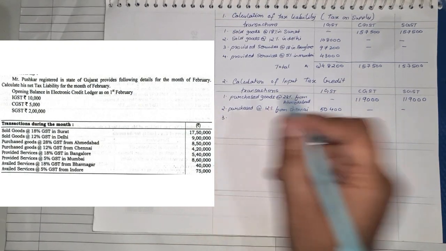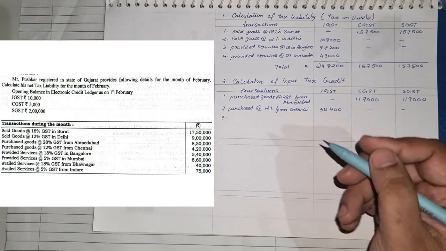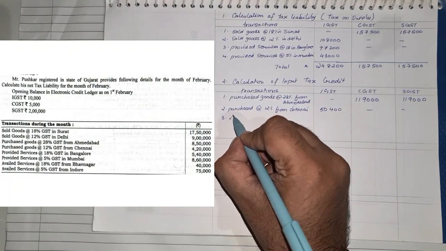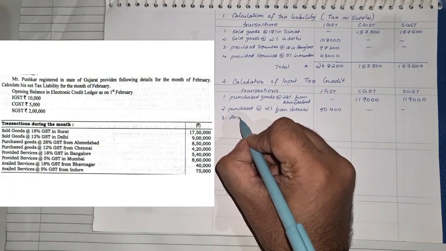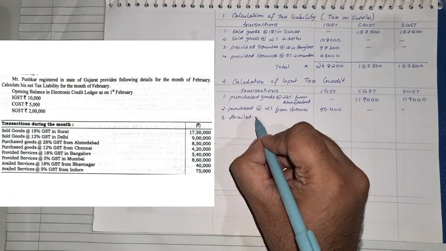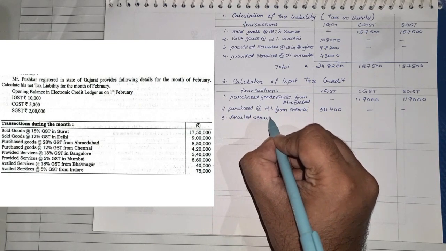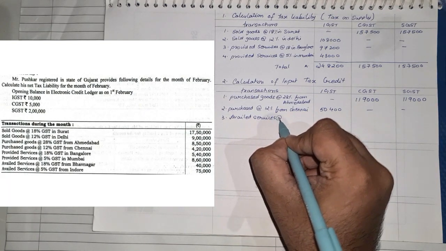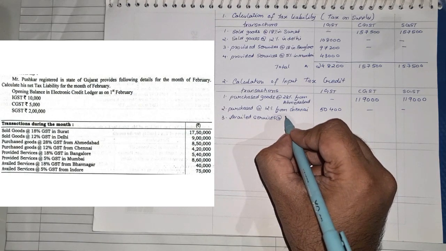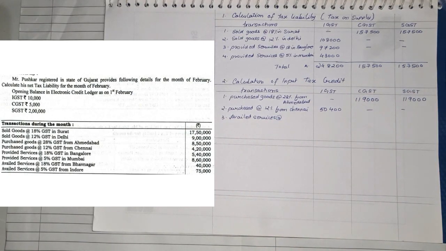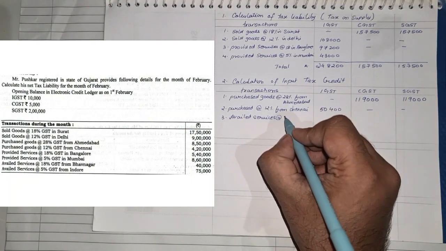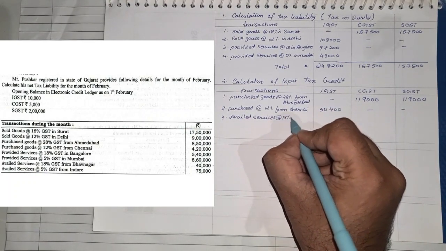Third, we can see in the second last two, availed services. Availed means we have used it, we have taken it, purchased. So availed services at the rate of 18% from Bhavnagar, and it's in Gujarat itself, so it gets split in two parts. So I'll write it here as 18% from Bhavnagar.